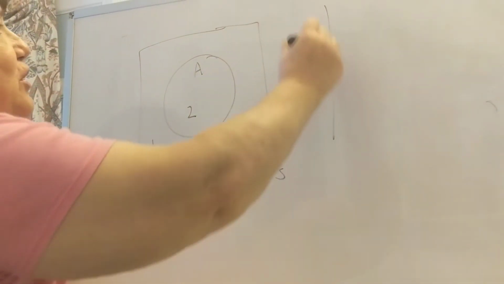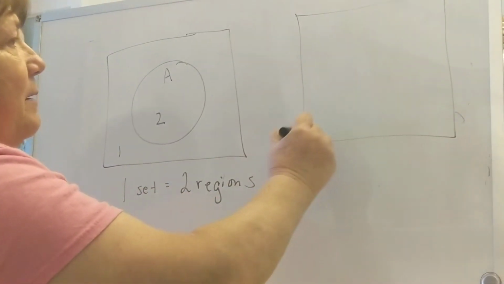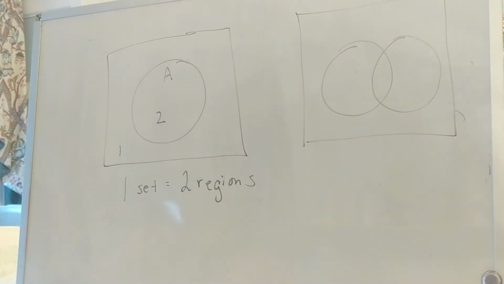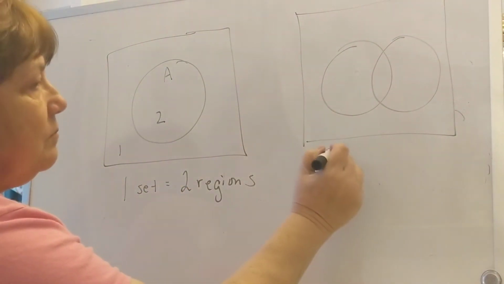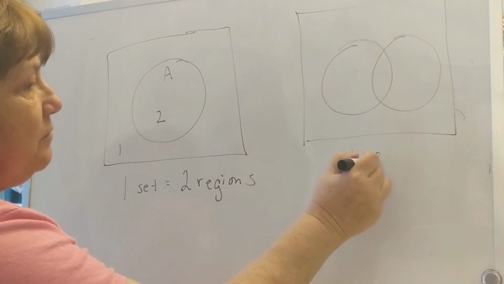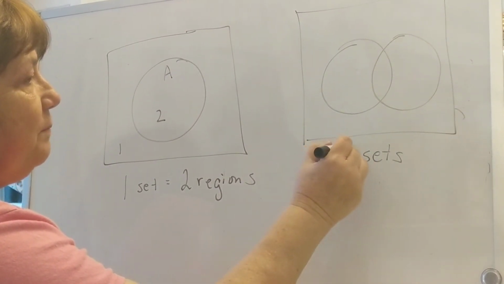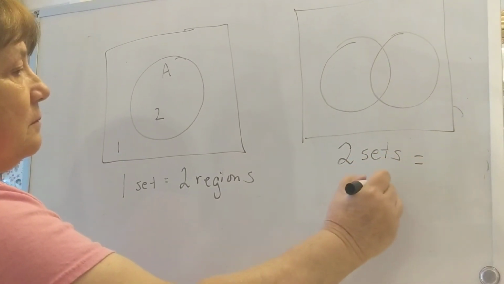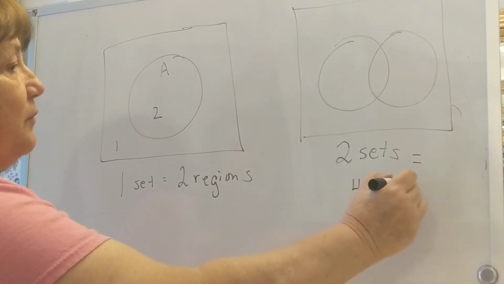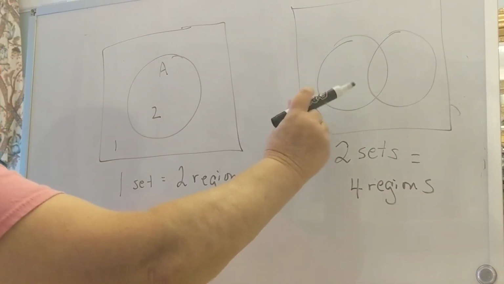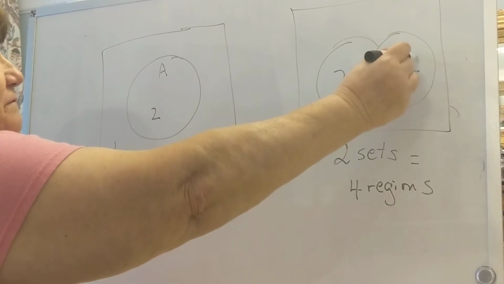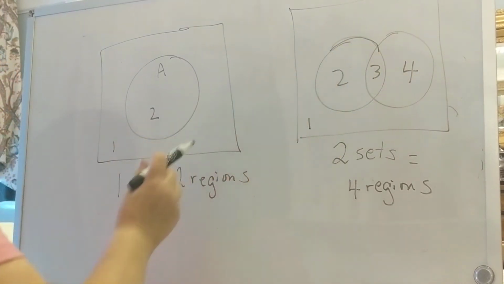But if I have 2 circles that overlap and intersect, you know how many regions I have now? I have 4. I'll show you where those 4 regions are. Those 4 regions are 1, that's all around, 2, 3, and 4. 3 is the intersection.